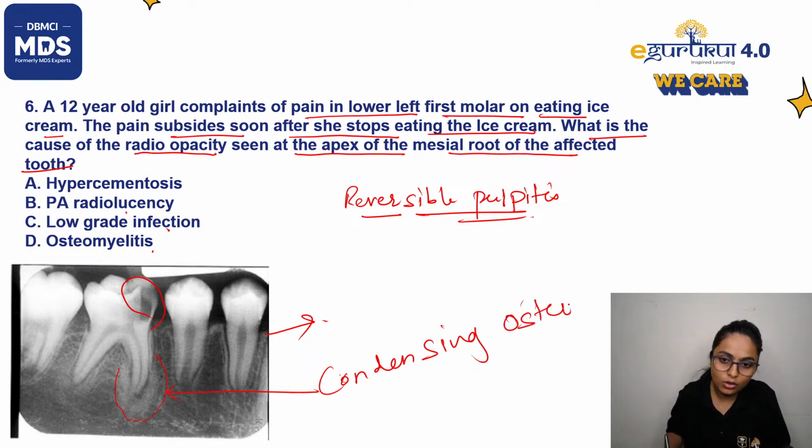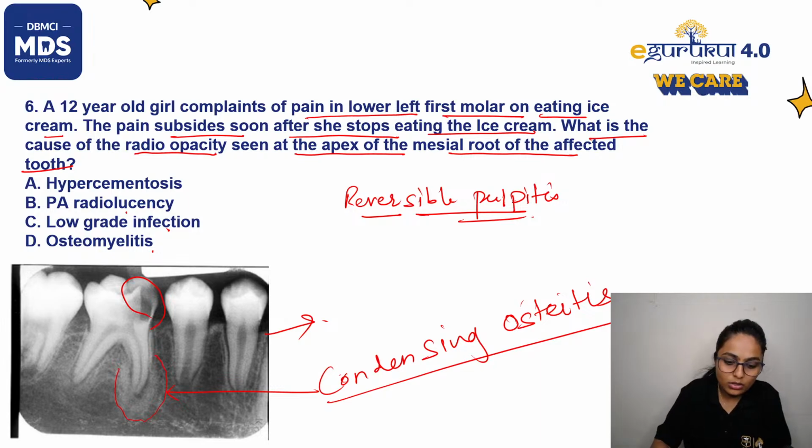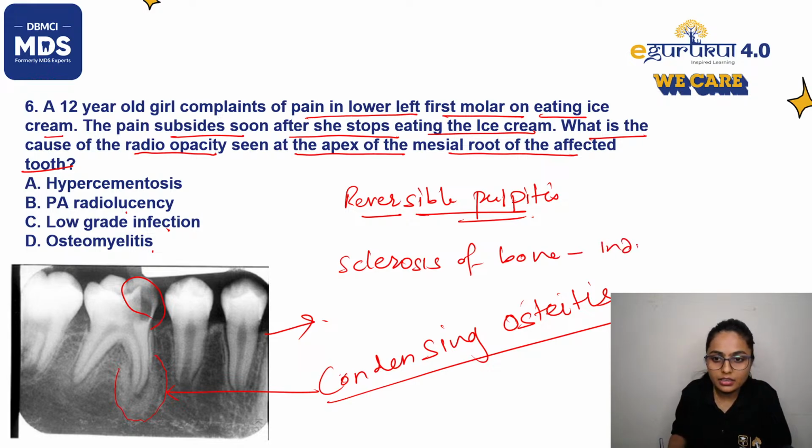Now, what is condensing osteitis? It is basically a sclerosis of bone, sclerosis of bone induced by infection or inflammation.